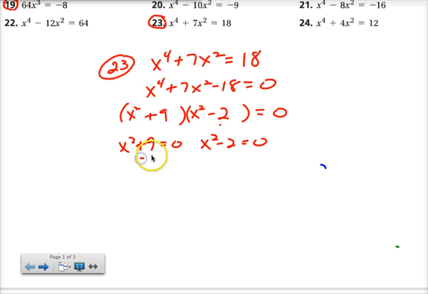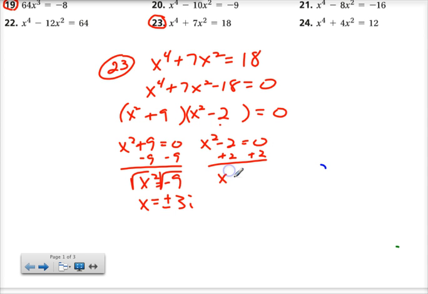So here I would subtract 9 from both sides. x squared equals negative 9. Take the square root of both sides, and x equals plus or minus 3i. Here I would have to add 2 to both sides. So x squared would equal 2. Take the square root, and x equals plus or minus the square root of 2. And again, we found all 4 of those zeros. It was a 4th degree polynomial, and there should be 4 zeros, and that's what we have up there.